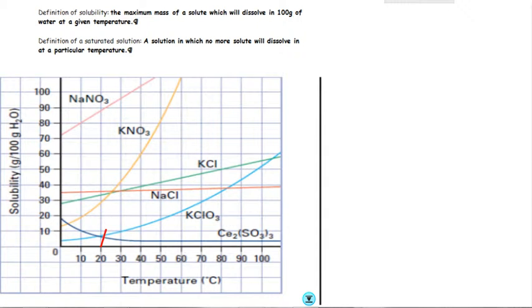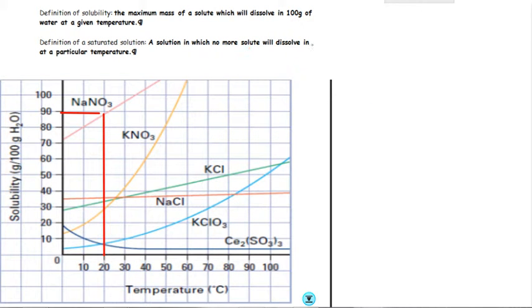So all you would do there is go to your 20 degrees, draw a line up on your graph, take that 20 degree line, and then draw a line across. That gives you the solubility of sodium nitrate at 20 degrees. Your answer would be very simple: the solubility would be 90 grams of sodium nitrate, or just 90 grams would probably do, per 100 grams of water.